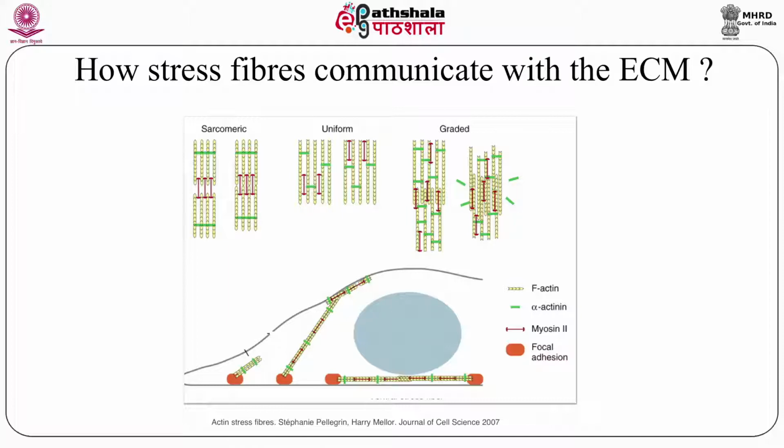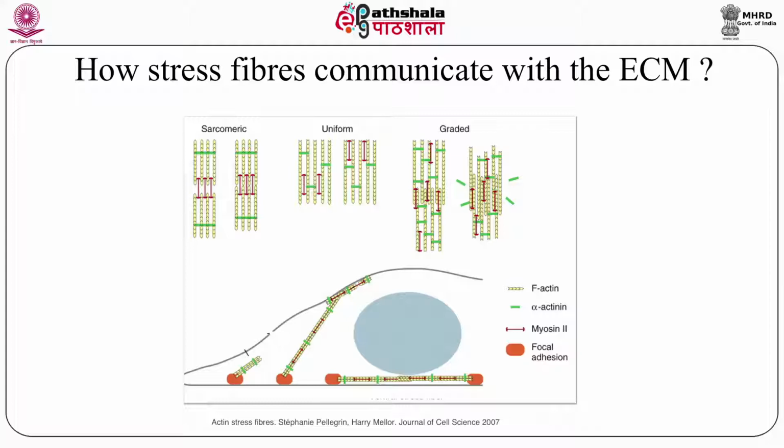You can see in this picture there are three models of stress fiber structure and contractility. The first one is the sarcomeric, the second one is the uniform, and the third one is the graded model. Let us discuss these models in detail. First, sarcomeric stress fibers. You can see that there are actin filaments with alternating polarity with interdigitating bands of non-muscle myosin 2 held together by the green-colored alpha-actinin.